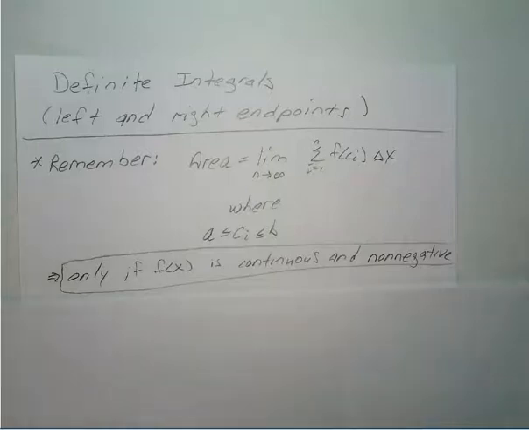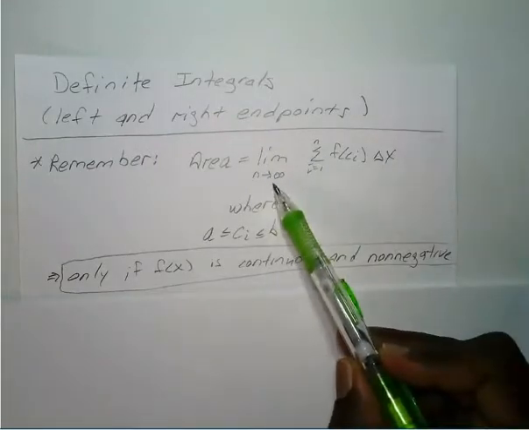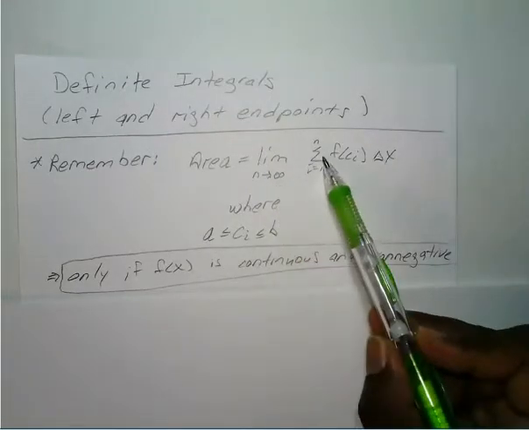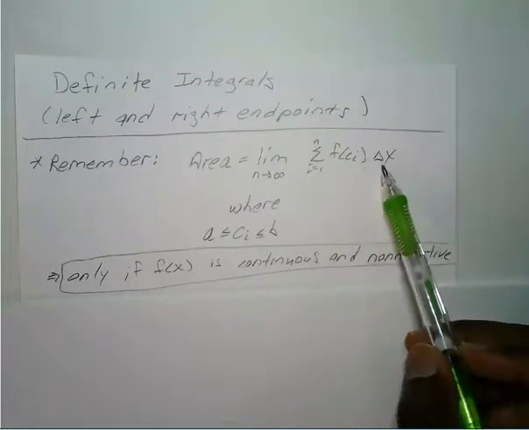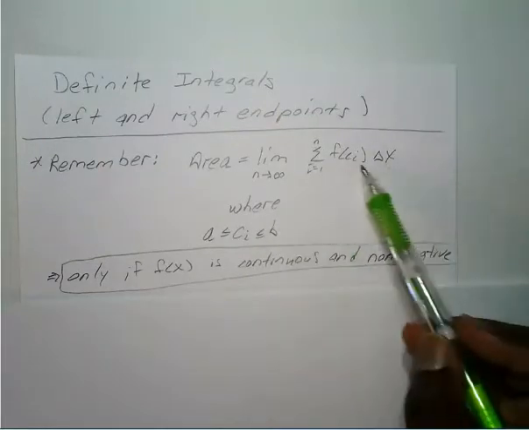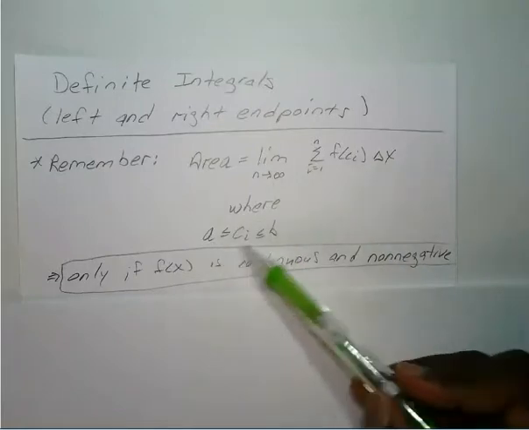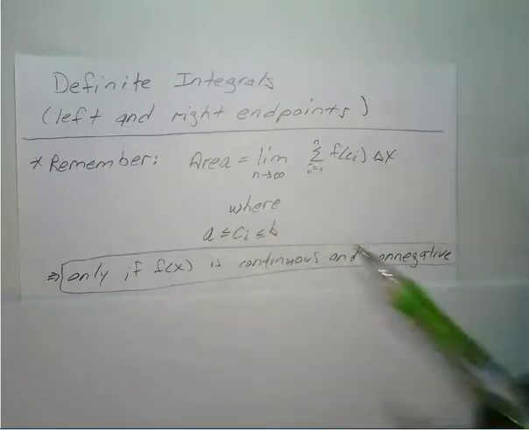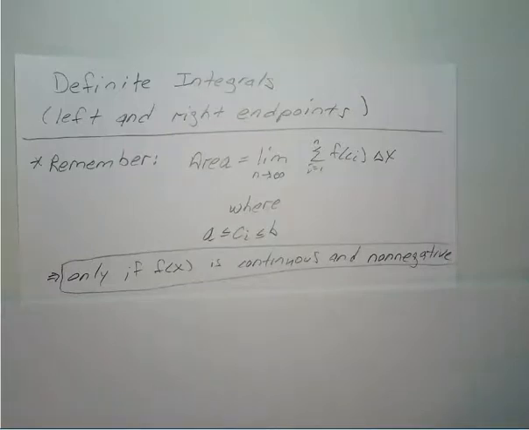If you remember, the area is equal to the limit as n approaches infinity of the sum from i equals 1 to n of f of c sub i delta x, where c sub i is between your a and b, your left endpoint and your right endpoint. This is true only if your function is continuous and non-negative. We went over that in the previous video.